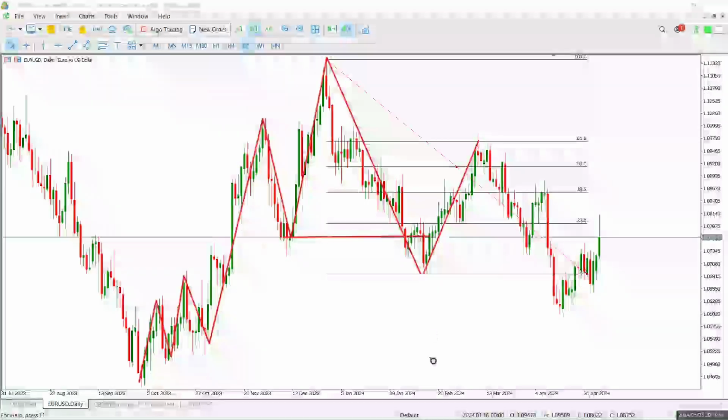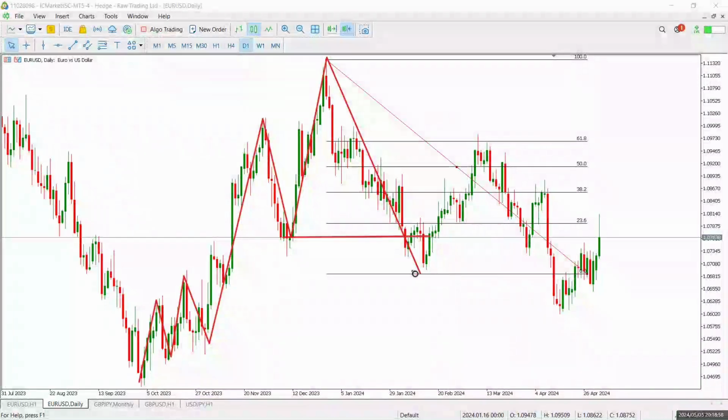Okay, so what am I going to do next? What I'm going to do next is take all of the movements that took price to 61.8, and on a break of that movement, I know that I'll sell to the 100.0 of the broken fractal right here at the lowest point.